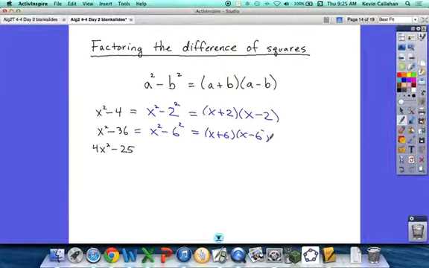What if I said x squared minus 100? What number squared equals 100? I just said it, 10. Okay, so how does it factor? x squared minus 100. x plus 10 times x minus 10. How about x squared minus 1? What number squared equals 1? 1. So how does it factor? x plus 1, x minus 1.